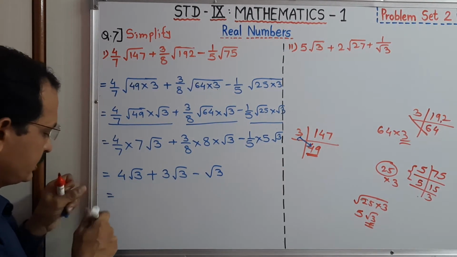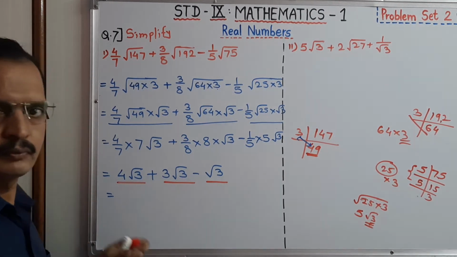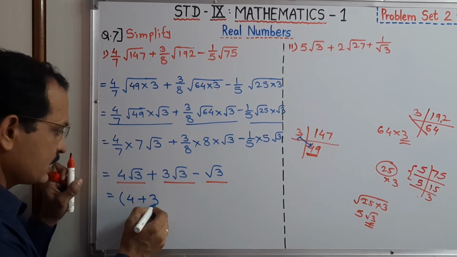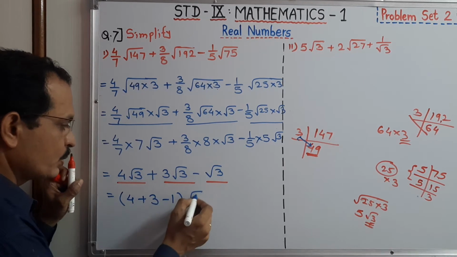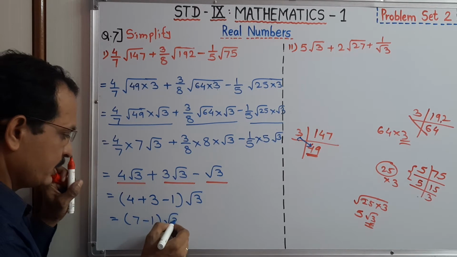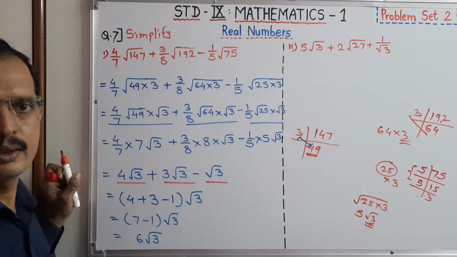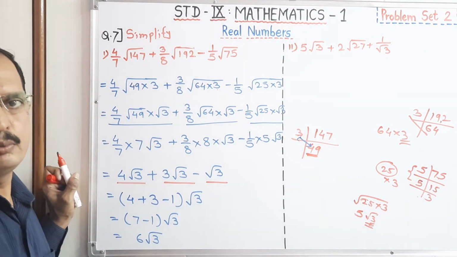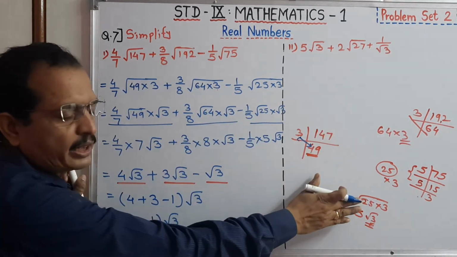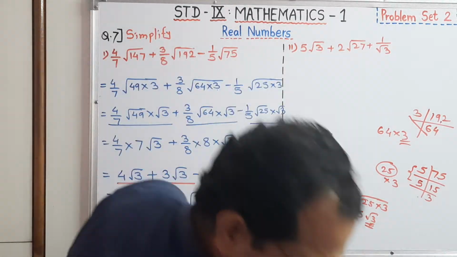Now dear student, see here, now we can take out 4 plus 3 minus 1 root 3. Here it is 7 minus 1 root 3, and here it is 6 root 3. Very simple. Most important thing, factorization. And how to do the factorization I explain to you here very well. Now see the next sum.